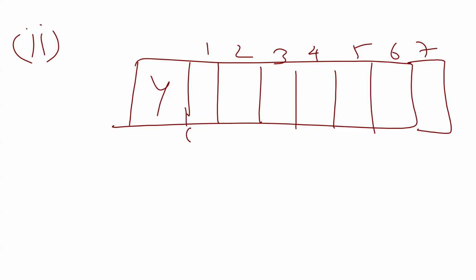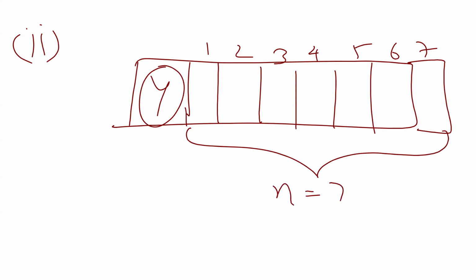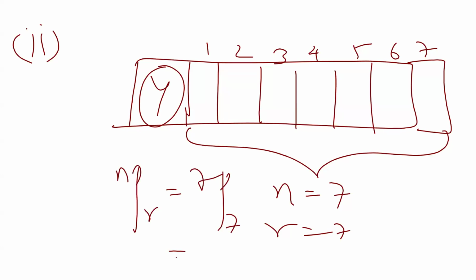Right? So arrangements will occur only over here. Here, the person is also fixed and the place is also fixed, so don't consider that particular box and that particular person, Y, the youngest person. So n is equal to 7 children who are remaining, r is equal to 7 places. nPr, 7P7, 7 factorial.